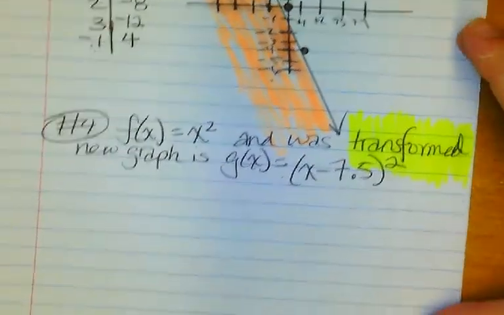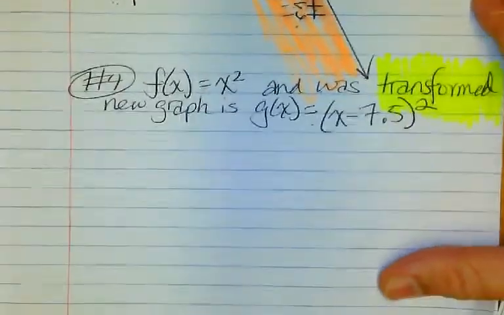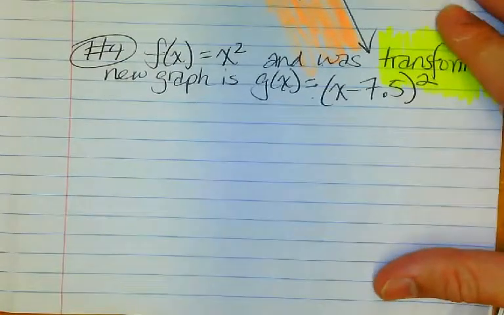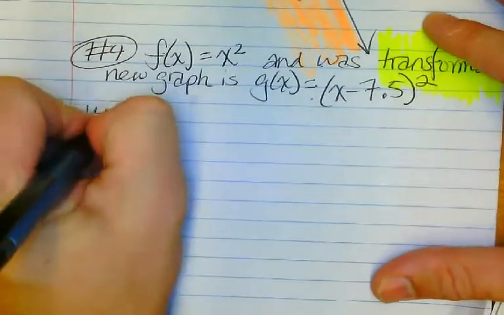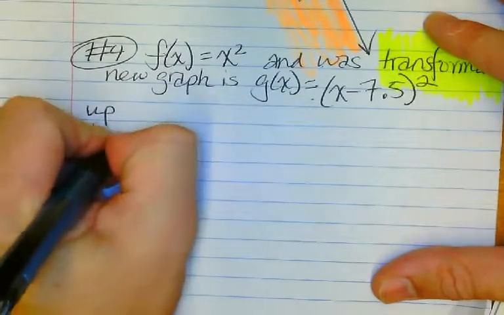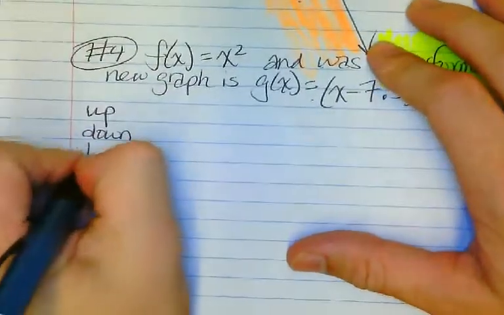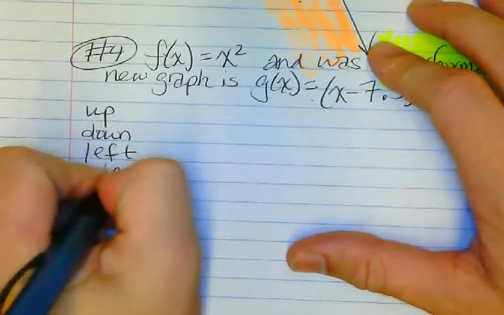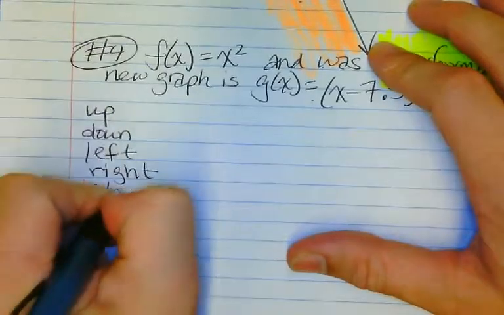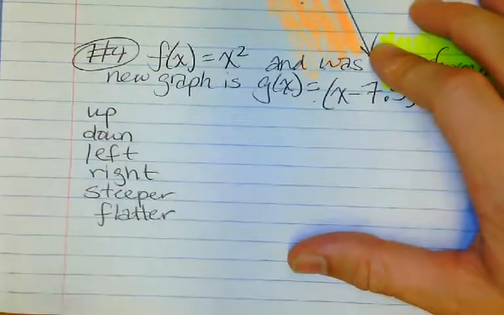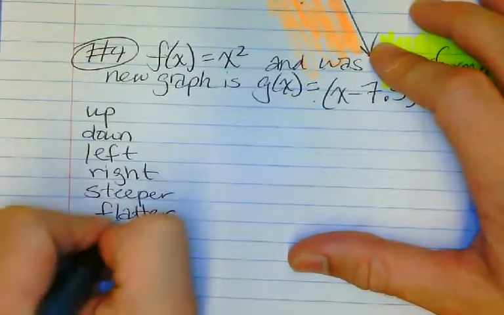So let's review all the different directions a character on a video game could go. Montre, you said up and down is one of them. What's the other one? Left and right, good. We said steeper. We said flatter. And then we said reflection.